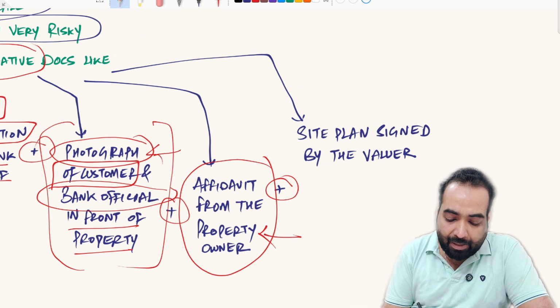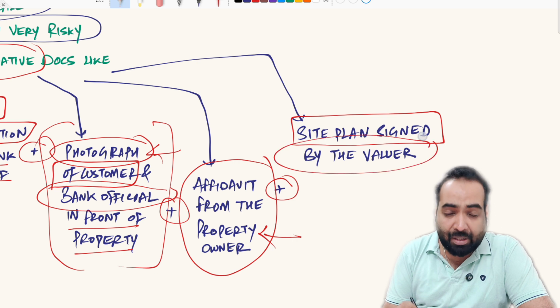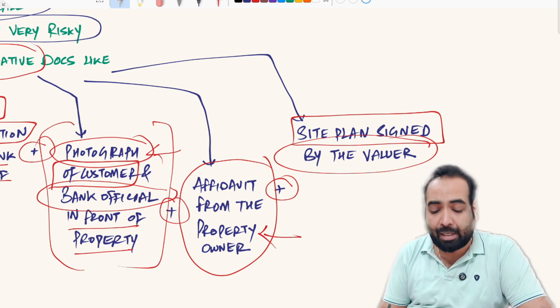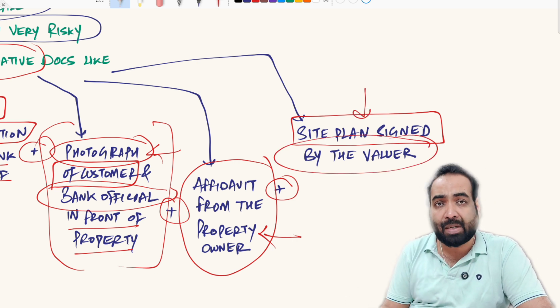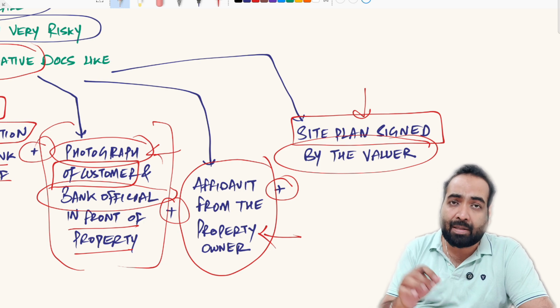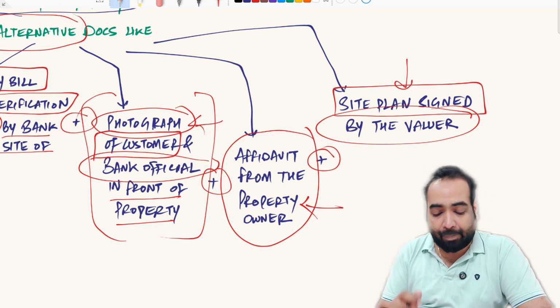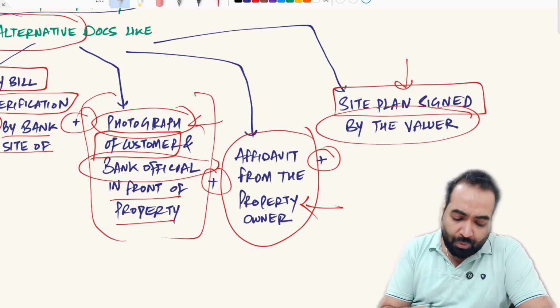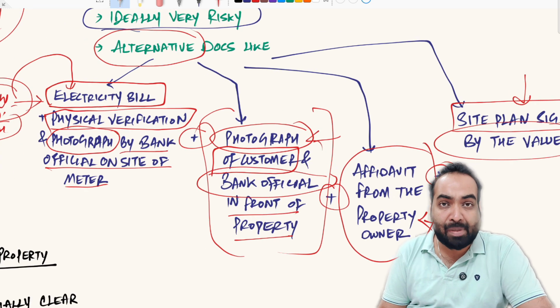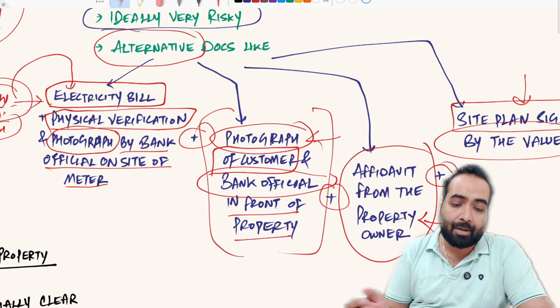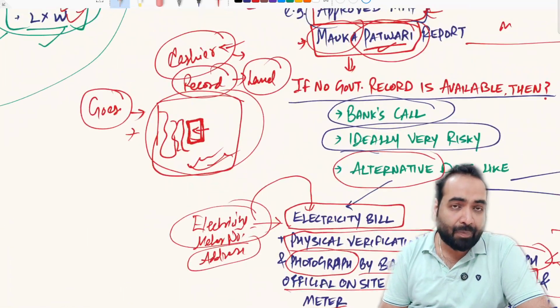And the last thing is the site plan signed by the valuer. The valuer who is physically valuing the property prepares a site plan, the approach to the property, and signs that this is the property, this is the actual approach road, and this report is then kept in the bank records. So this is the alternative, which is altogether too risky. It is the internal call of the bank whether they want to take it or not, right?